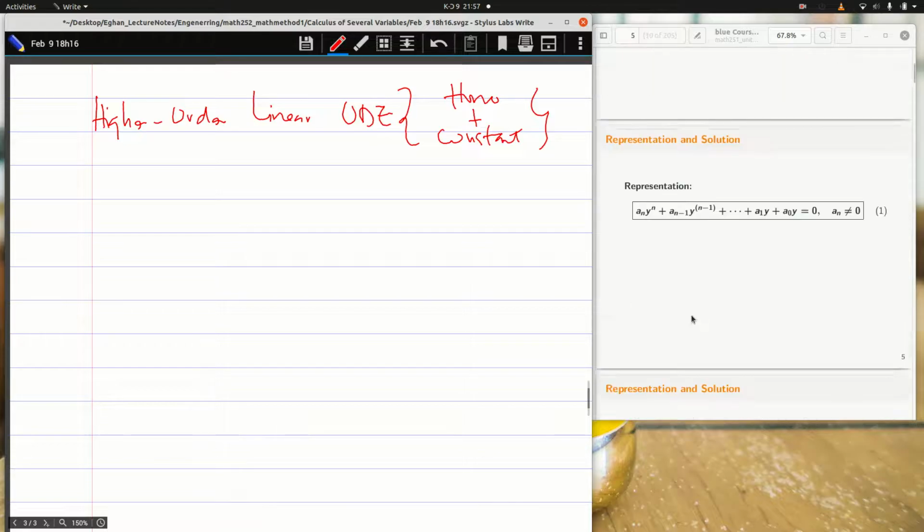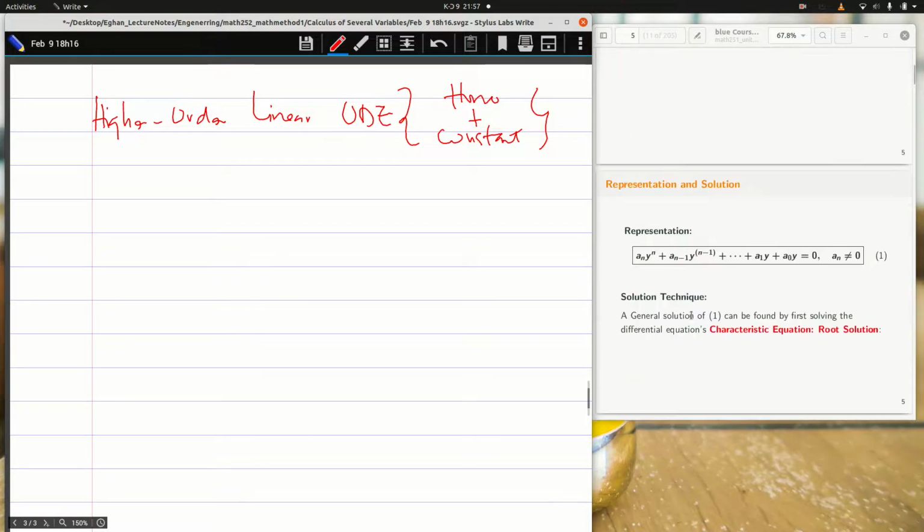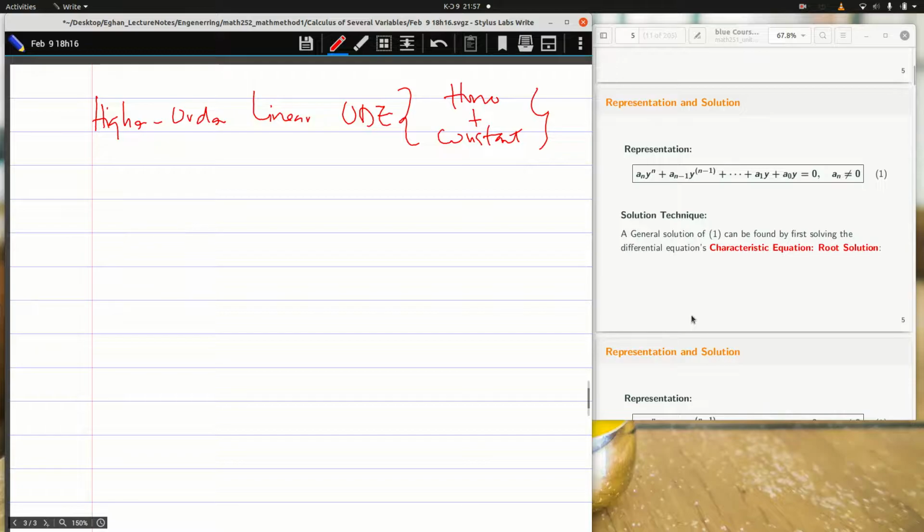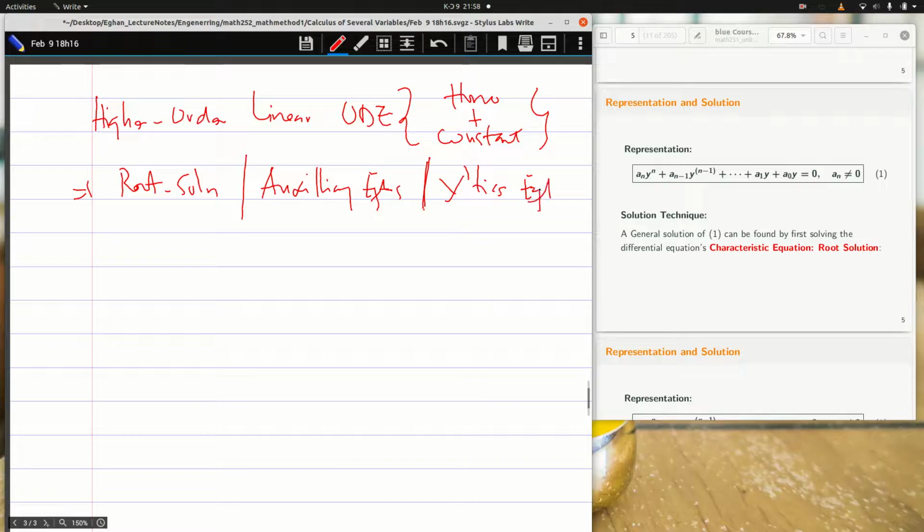So I've gone through representations of equation 1, where I said that if the coefficients a_n are not 0, then it is a constant coefficient. If the g(t) is also equal to 0, it is homogeneous. How do we solve these problems? The solution technique is called the root solution. In other textbooks, it is called the auxiliary equation, and other textbooks have it as the characteristic equation. Whichever textbook you have, all these names are the same.